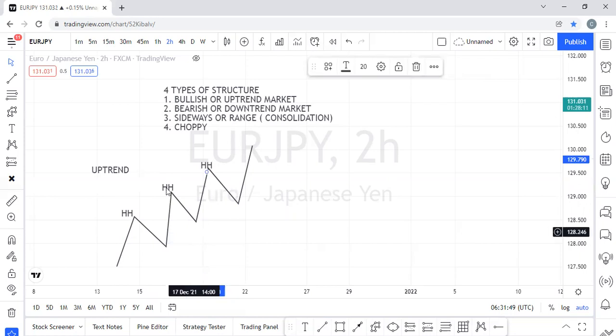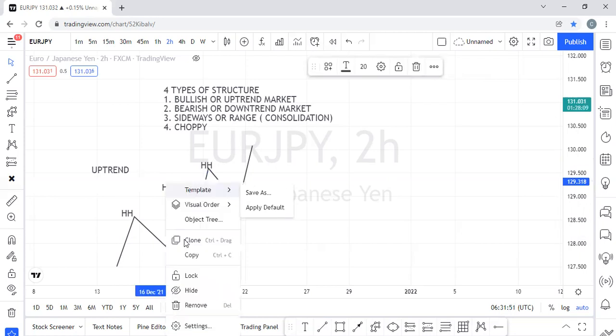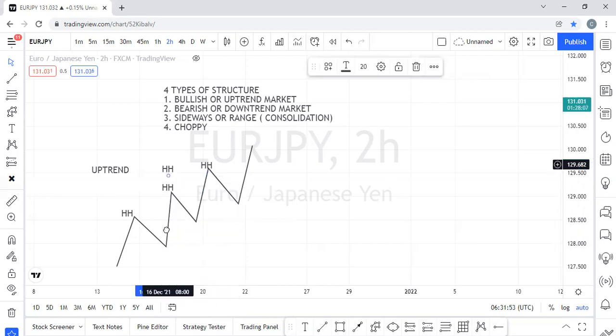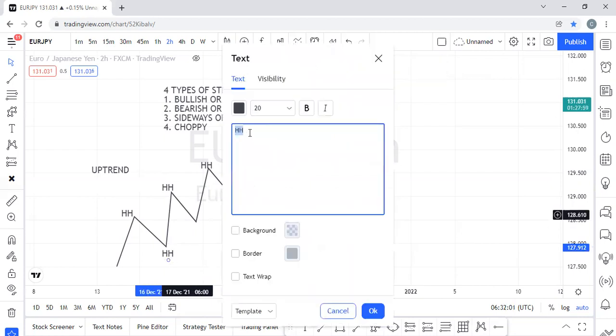So let us label the lower part of it. This is market structure now. We are trying to label these things to get the perspectives, right? So this is it. Higher low. Call this a higher low.